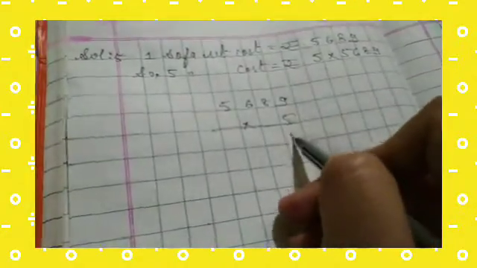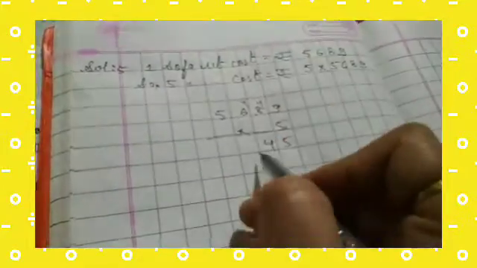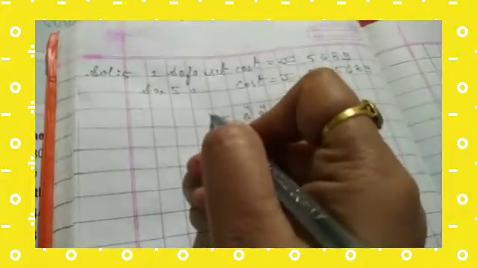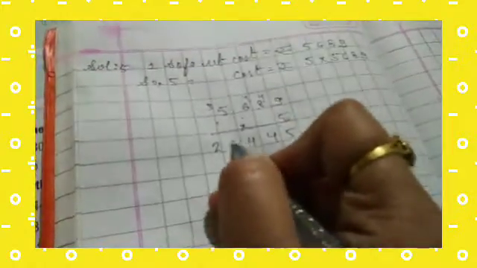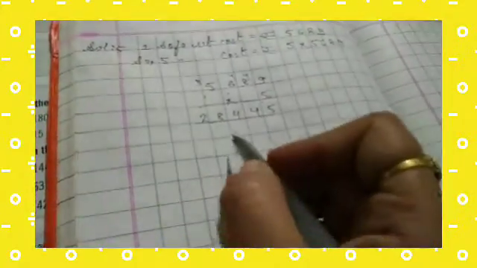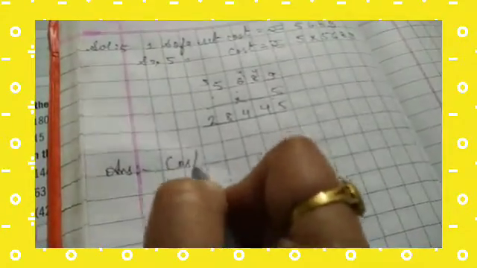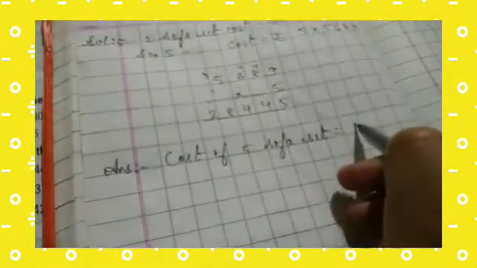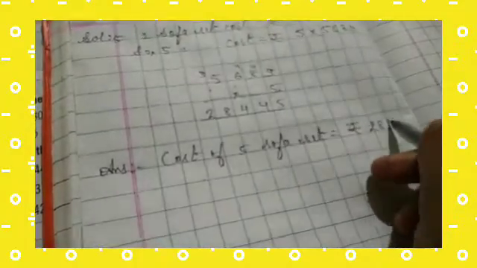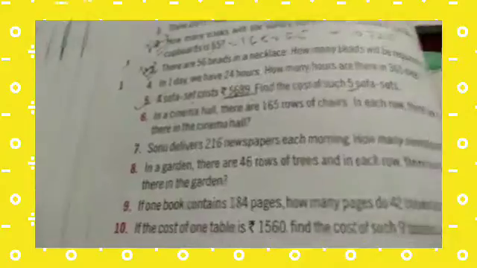So 5 9s are 45, carry 4, 5 8s are 40 and 4 is 44. 5 6s are 30 and 4 is 34. 5 5s are 25, 26, 27, 28. So it's 28,445. So answer: cost of 5 sofa sets is equal to rupees 28,445. Okay children, this is our answer.